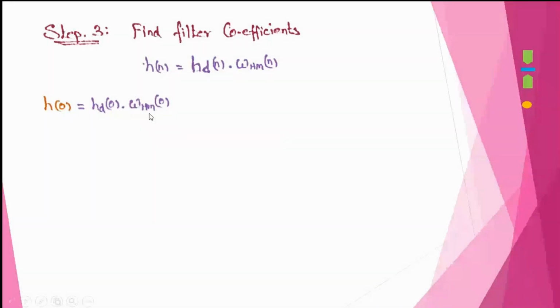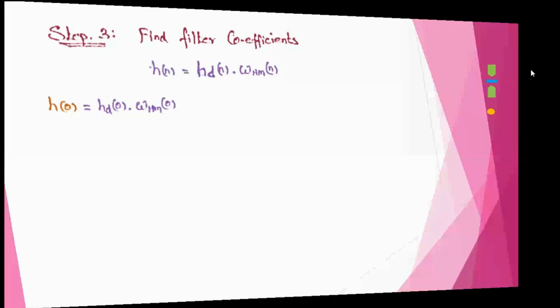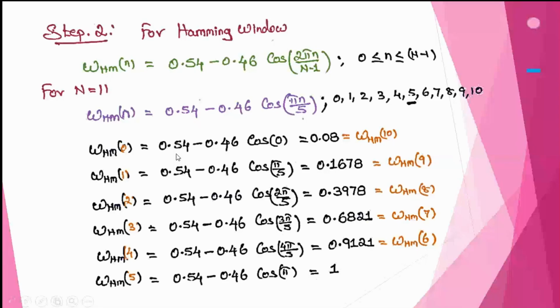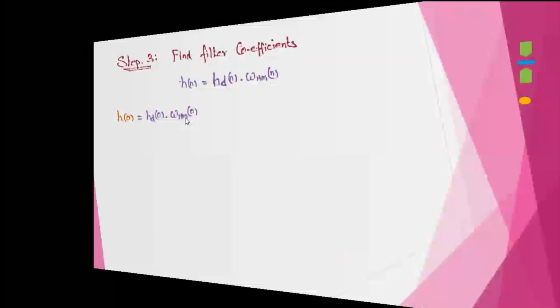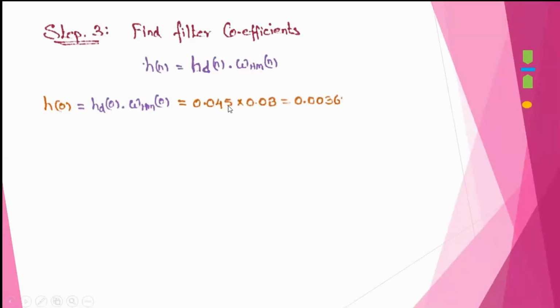Then what is the value of omega hm(0)? Omega hm(0) value is 0.08. Now we substitute both values here, 0.045 into 0.08, and we get the value 0.0036. Then n is equal to 1.